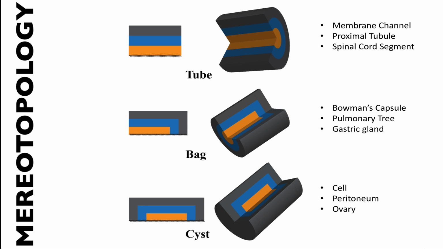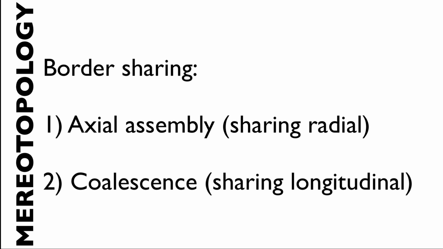And finally, border sharing, which results from linked assemblies with other LIFs. There are two kinds of assembly: the axial assembly, along the axis of rotation sharing radial borders, and the coalescent assembly, orthogonal to the axis of rotation, sharing longitudinal borders. Let's take a closer look at each type.